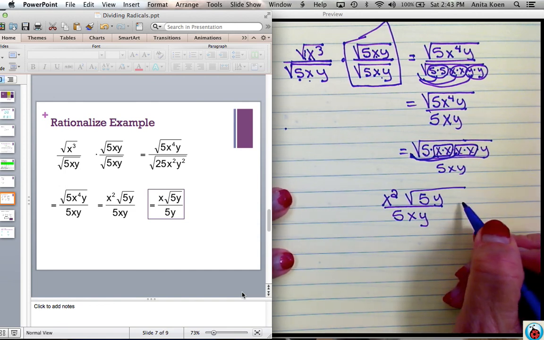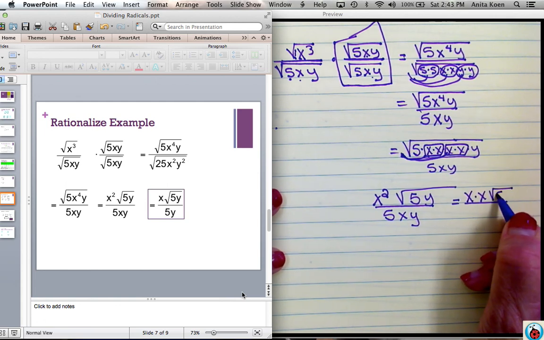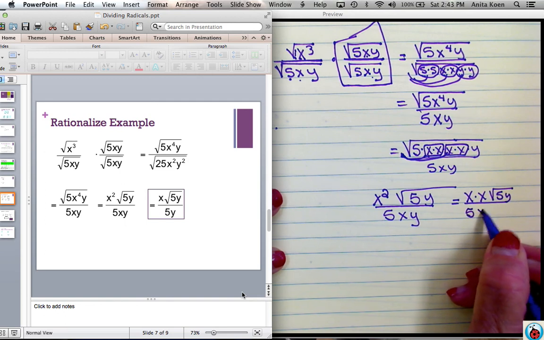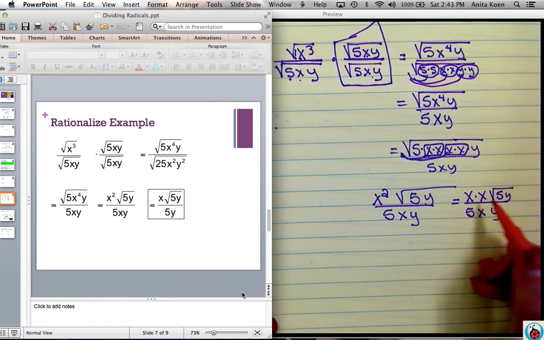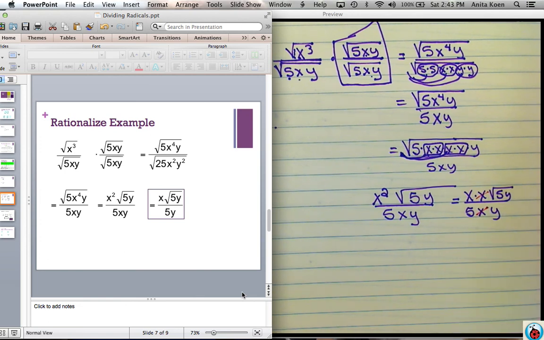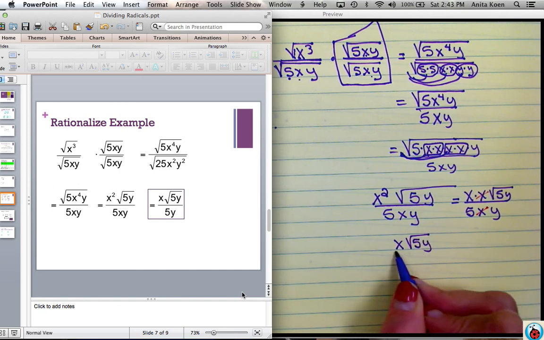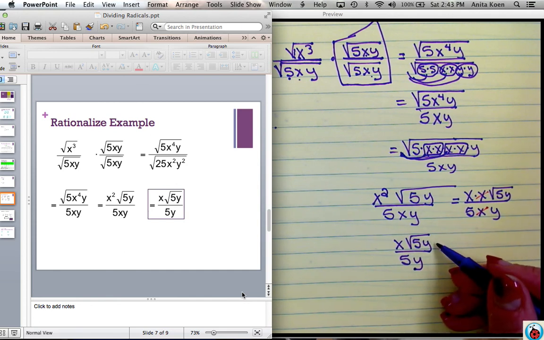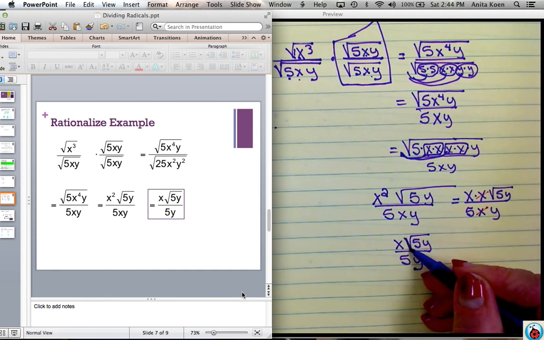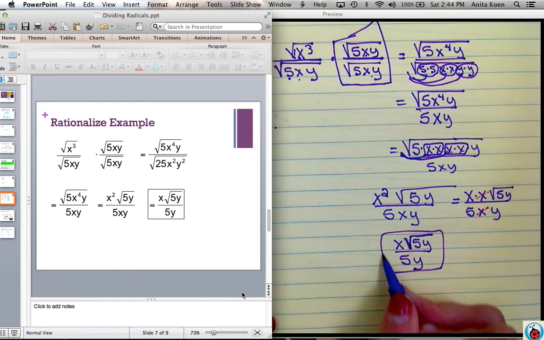Now look what I have. I'm going to scoot over just a little bit. 2x is on top with the square root of 5y, and 5 and 1x on the bottom. And if you remember from your Math 1 classes, an x on the top cancels with an x on the bottom, so that all I have left is x times the square root of 5y divided by 5y. Now this 5y and this square root of 5y cannot cancel because this one is underneath the radical and this one is not. So now I'm finished.